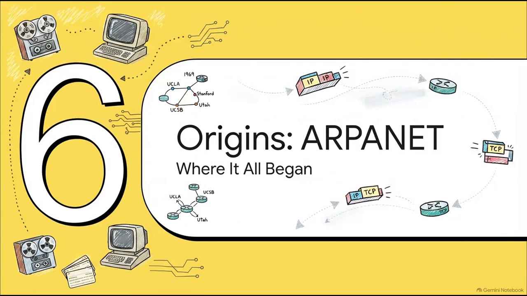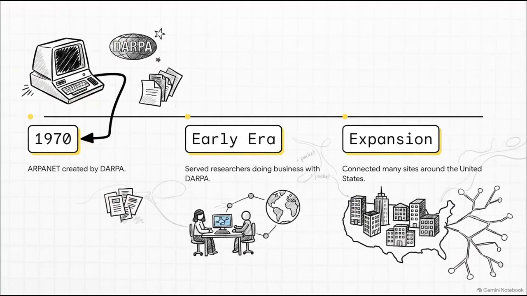Number 6. Origins, the ARPANET, where it all began. Let's take a quick step back and see how this all builds from its earliest historical origins. Because these protocols definitely didn't just appear out of thin air overnight. We actually have to anchor ourselves all the way back in the year 1970. This was the era of the ARPANET, which was created by the Defense Advanced Research Projects Agency, or DARPA. Back then, these foundational network rules and early networked applications were built initially just to serve researchers doing business directly with DARPA. But as you can probably guess, what started as a small, specialized tool proved so incredibly useful that it spread like wildfire, rapidly connecting many different sites all around the United States.